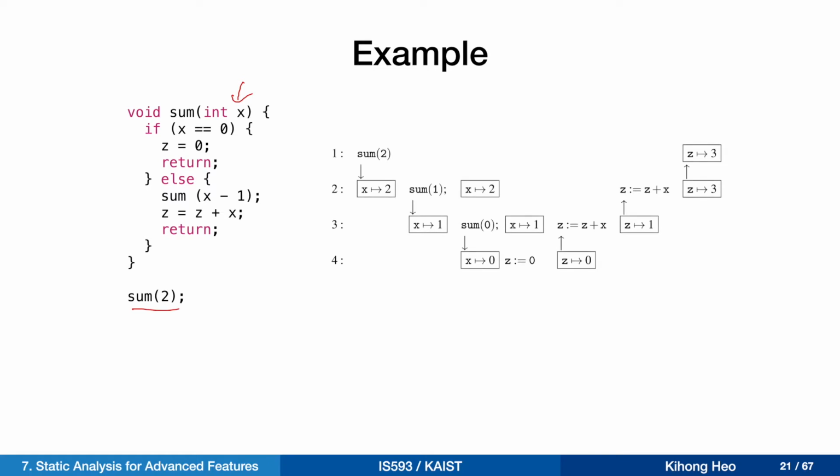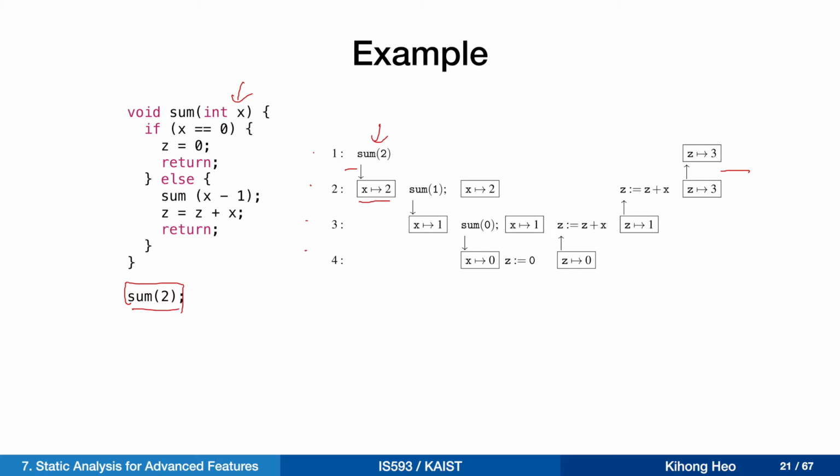Here is a diagram that shows the memory snapshots during the execution. The down arrows are function calls, and the up arrows are returns. Each number represents the call depth at that moment. So the program initially calls sum of 2, right here. And then what happens? The memory becomes like this. After parameter binding, x maps to 2 in the memory.